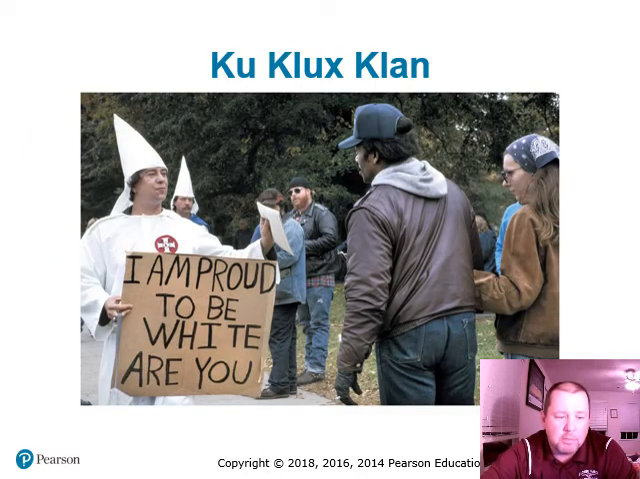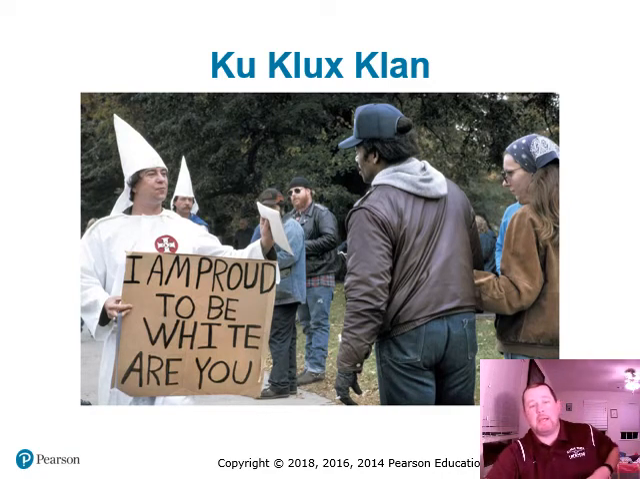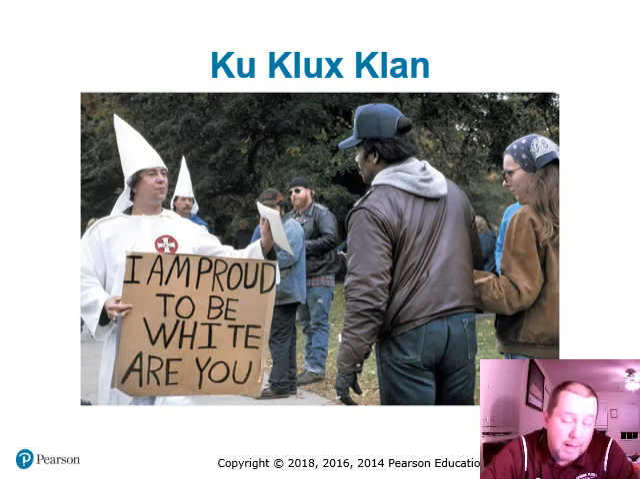So the KKK is probably a fairly good example in terms of the right to assemble. Obviously, because they're terrible people. Right? They're white supremacist bigots. Yet they have the right to assemble peaceably, provided that it's on public property. Right? Like the KKK can't hold a rally in your front yard. That's not okay. But if they want to hold a rally in a public park, that is permissible, even if we vehemently disagree with the message.